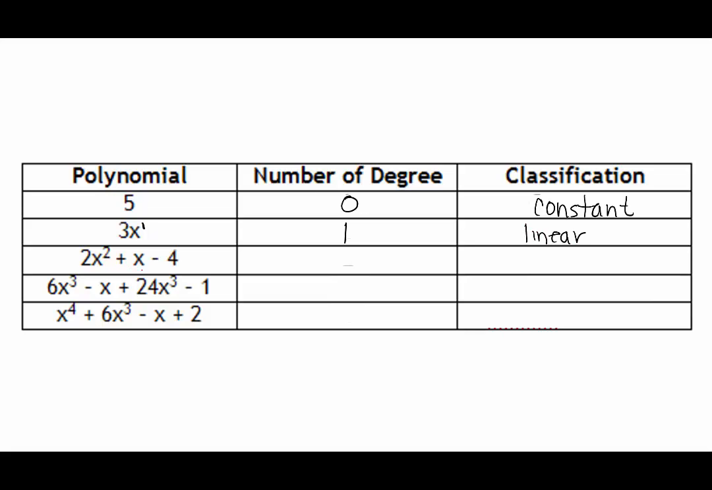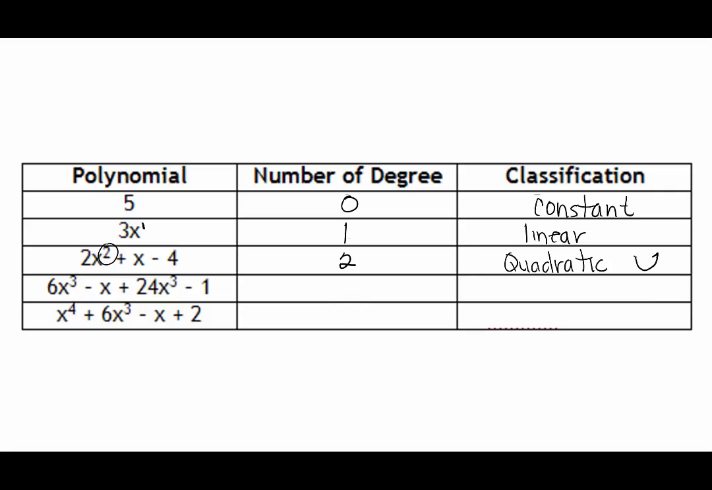2x squared plus x minus 4 is a polynomial of degree 2. This 2 right here is the highest exponent in the polynomial. So it is a polynomial of degree 2, and the degree determines the shape. This polynomial, when graphed, will look like a quadratic.